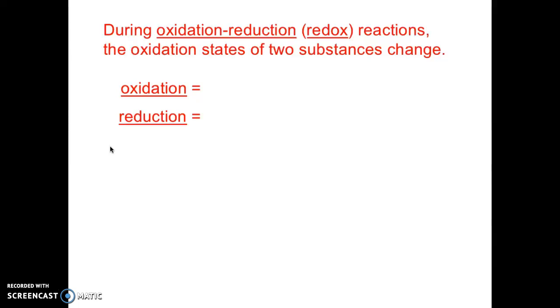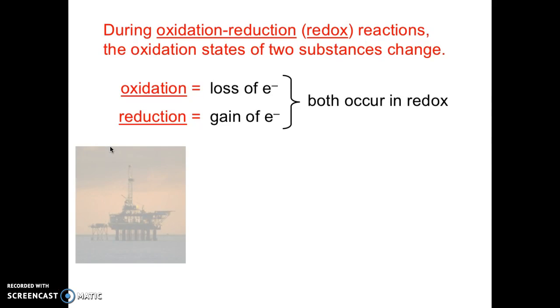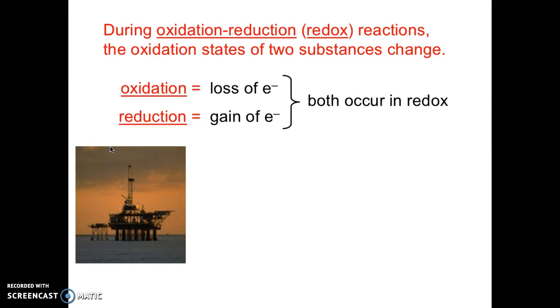Okay, so just a quick review. Oxidation and reduction, which we call redox reactions. We have the oxidation states of two different substances changing. So you have an oxidation reaction and a reduction reaction happening at the same time. In an oxidation reaction, remember we're losing electrons. A reduction is the gaining of electrons. So both of these are occurring in the redox reaction. And the mnemonic device for remembering this is OIL RIG. Oxidation is losing, reduction is gaining.